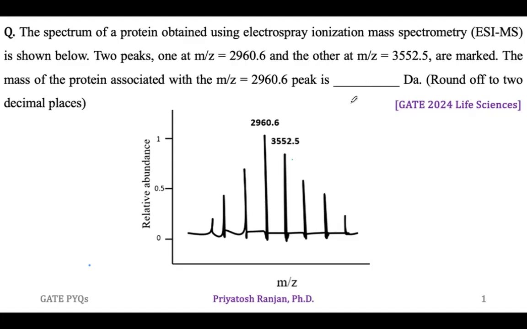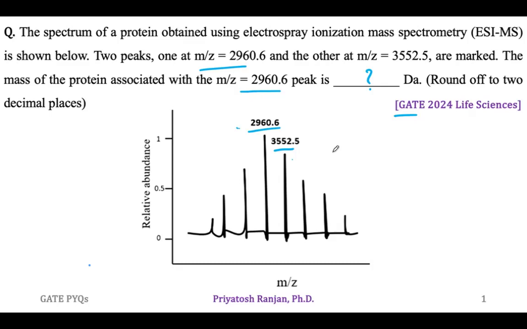Welcome everyone. Here is another question from GATE 2024 Life Sciences. The question says, the spectrum of a protein obtained using electrospray ionization mass spectrometry is shown below. Two peaks, one at m by z 2960.6 and the other at m by z 3552.5, are marked. The mass of the protein associated with the m by z 2960.6 peak is, and we need to report our answer in Dalton.